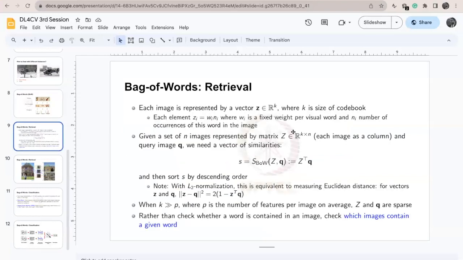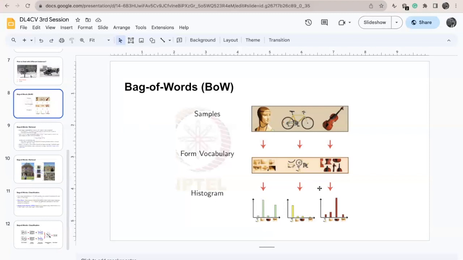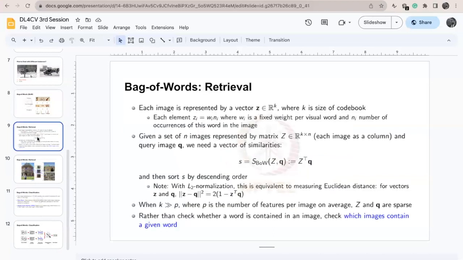So each image is now represented by a vector z, where k is the size of the codebook. So now all the unique things are put together. Let's say there is an eye; the two eyes will be merged to make one eye, and all the unique things are put together, and let's say that the size of the unique set is k.